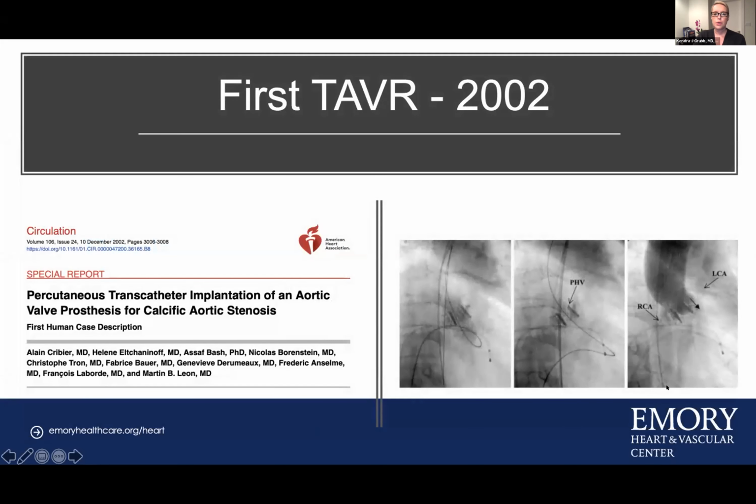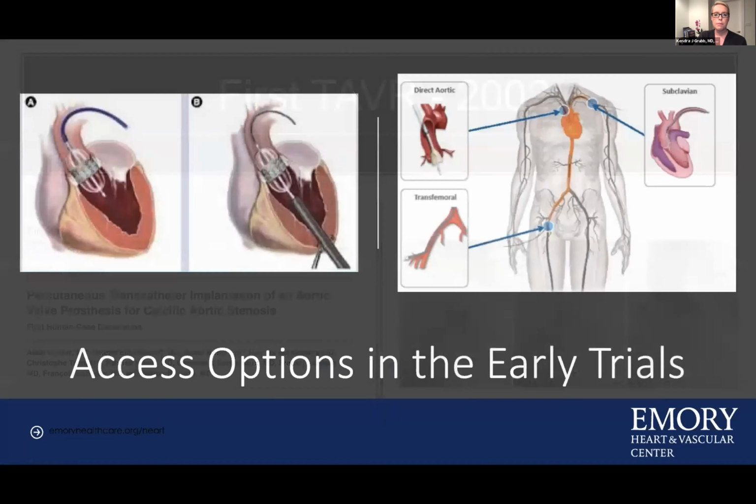So the first TAVR, as mentioned earlier by my colleagues, was done in 2002. At that time, this was a percutaneous technique. However, as you can see from the pictures, Dr. Cribier decided to go transseptal antegrade across the valve. This is one way to put in a TAVR. However, it never really caught on in any of the major trials. So we're going to talk mostly about where we are today. The early options for TAVR: transfemoral was always the primary approach, with the alternative access being transapical and transsubclavian. And then direct aortic became another option.